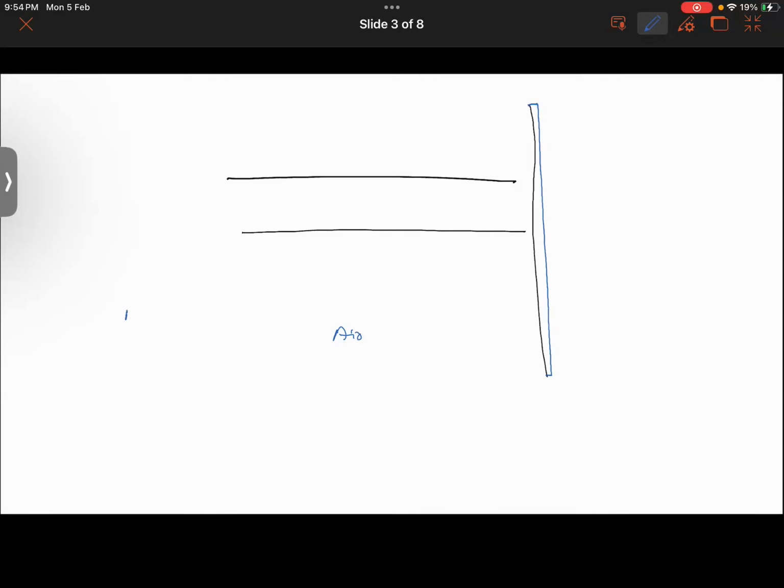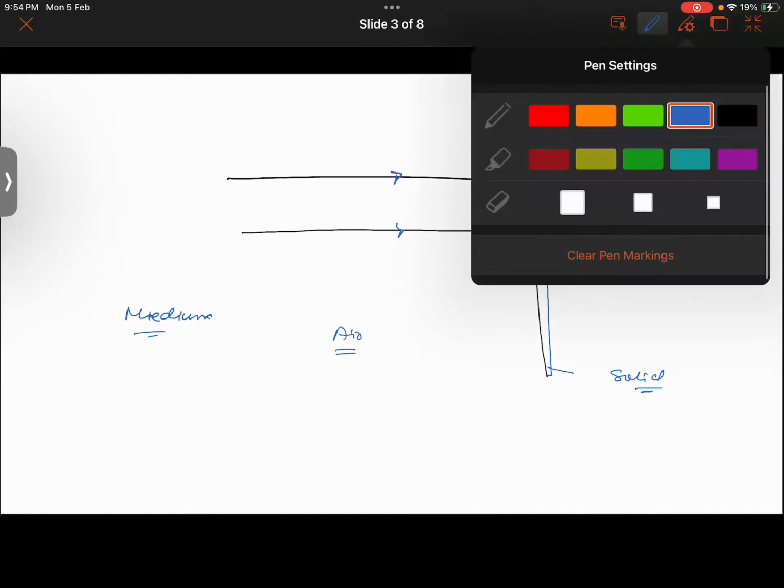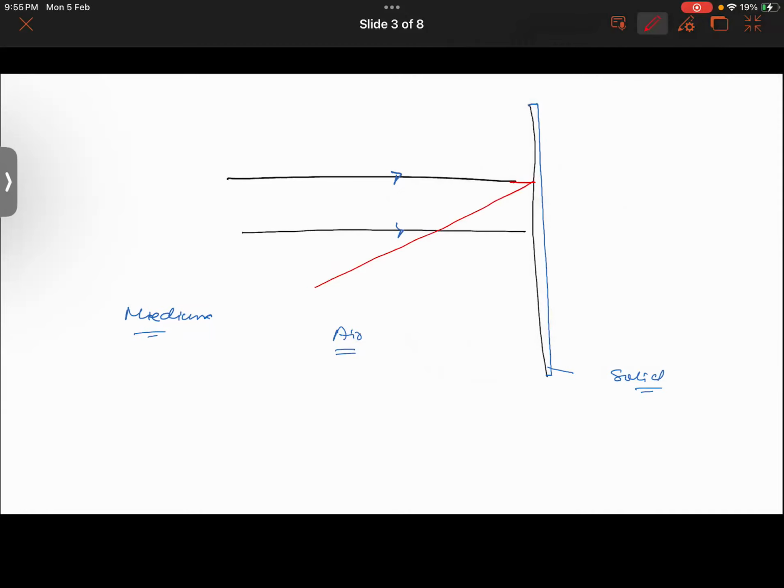If we talk about the medium, here the medium in which the light is traveling is air, and this is a solid. Okay, now, basically what happens when light coming from a medium falls upon a smooth surface, it bounces back into the same medium from where it came. So it might bounce like this.